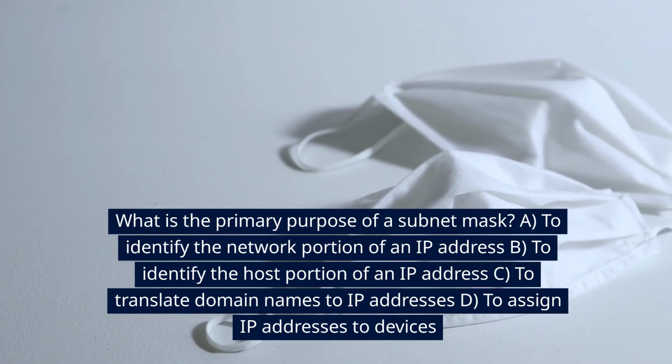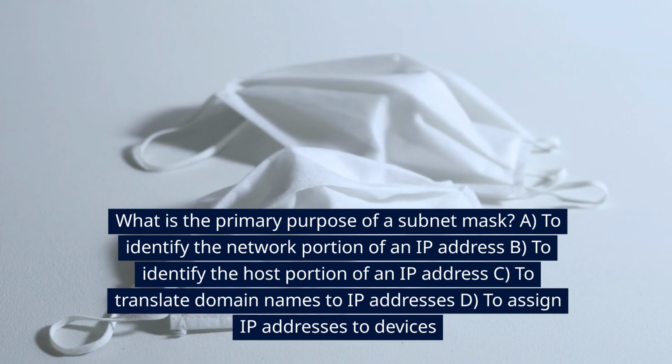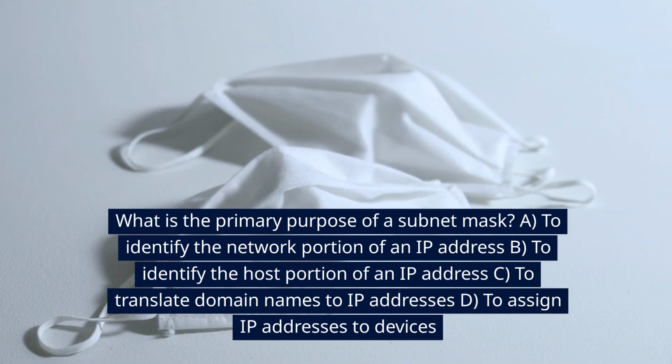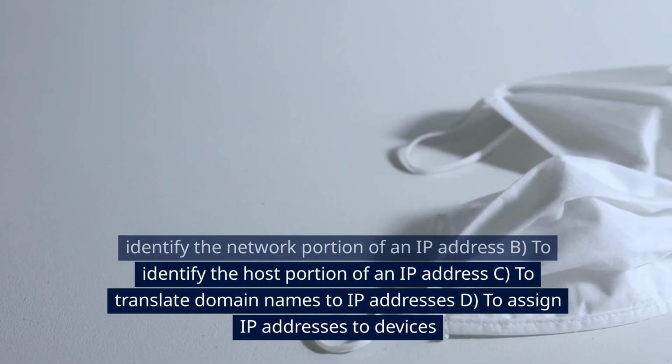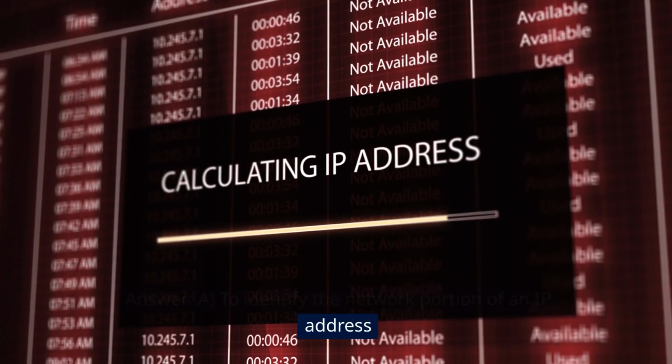What is the primary purpose of a subnet mask? A. To identify the network portion of an IP address. B. To identify the host portion of an IP address. C. To translate domain names to IP addresses. D. To assign IP addresses to devices. Answer: A. To identify the network portion of an IP address.